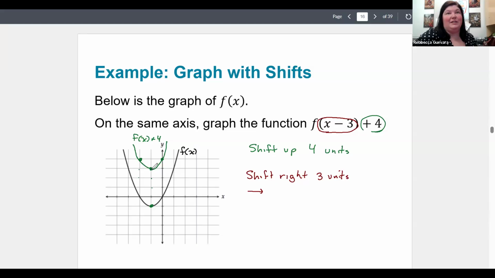So now we go back to this part right here because I already shifted up. Now we just need to shift right 3 units. So this goes from here to 1, 2, 3. This point goes 1, 2, 3. And this point goes 1, 2, 3. This would be f of x minus 3 plus 4. Let's get my little friend out of the way here. So everything's shifted up 4 units and then shifted right 3.